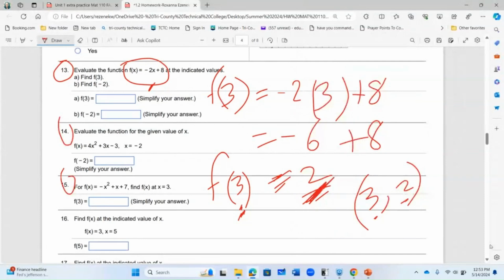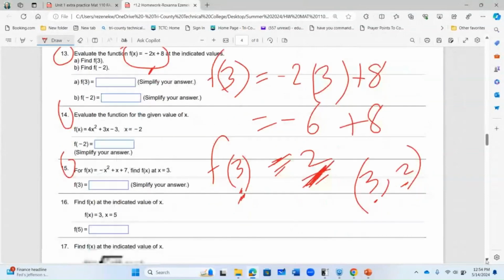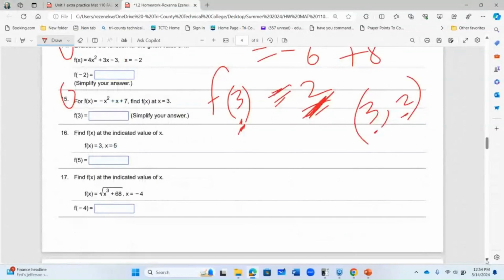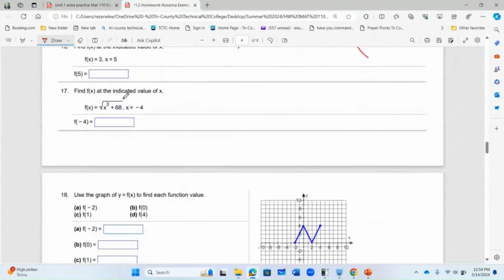Do a whole lot of them like that. And for something like this, you can actually use your calculator again. It says find f of x at the indicated value, the same thing. All right, so I can go back and say f of -4, I'm already given the function.